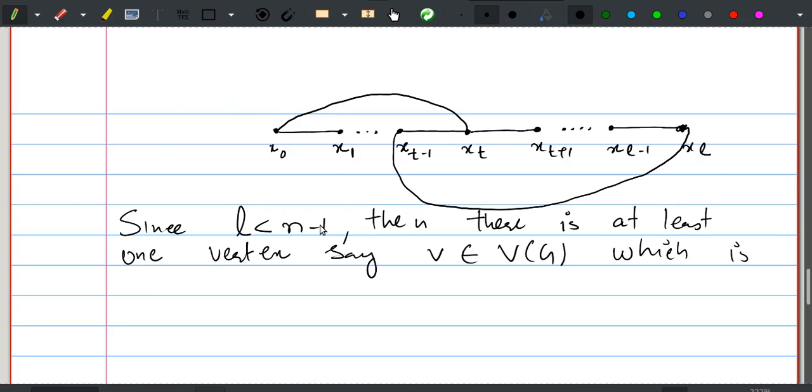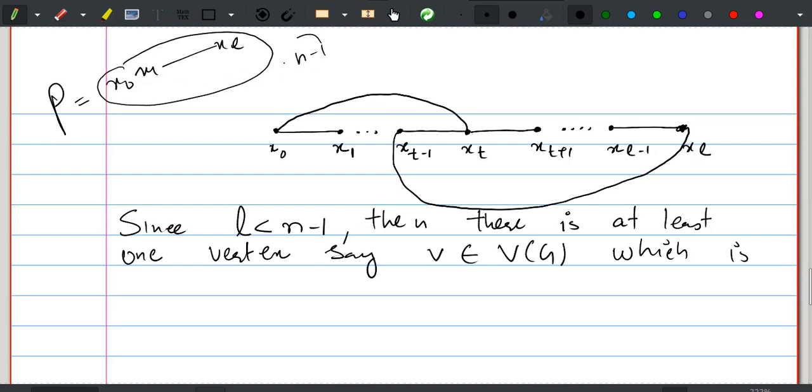Now if L is less than n minus 1, that means our path P, which is x0, x1, so on, xl, contains at most n minus 1 vertices, less than or equal to n minus 1 vertices. That means there is some vertex, say V, which is adjacent to some vertex here, because if it is not so, then this graph will be disconnected. As we have mentioned earlier, between any two vertices there is at least one path, and that is the definition of a connected graph.